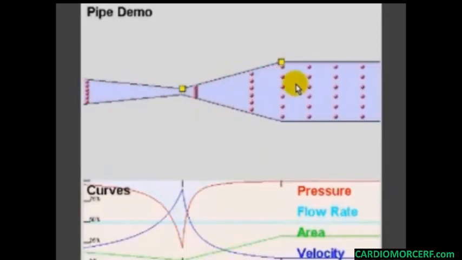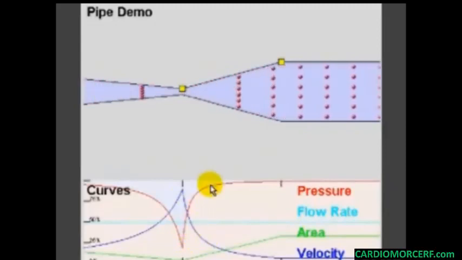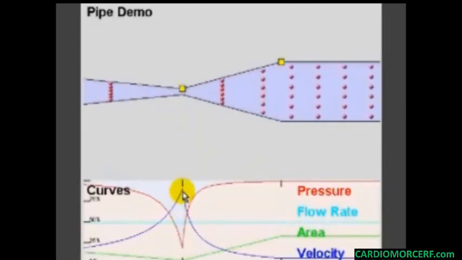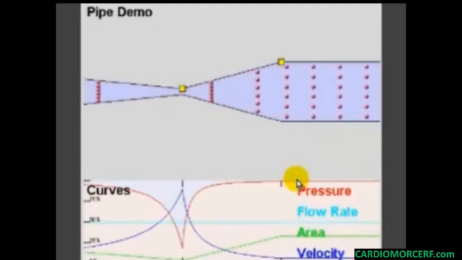Watch now what happens after the obstruction. As the area increases after the obstruction, the velocity has to decrease to conserve the mass. And as the velocity decreases, the pressure increases according to the law of energy conservation. Watch that the blood is going from a region of low pressure and high velocity to a region of low velocity and high pressure. In other words, it's going against a pressure gradient.